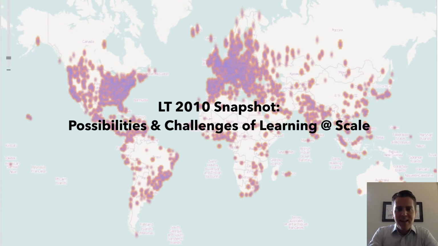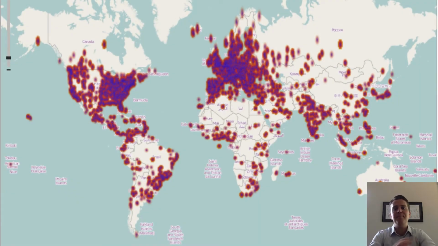So I want to begin with this map. You can take a second and try to guess what it is. This is a heat map of students enrolled in one of the first massive open online courses, or MOOC for short, M-O-O-C, for those who haven't heard that term, back in, I believe, 2010.